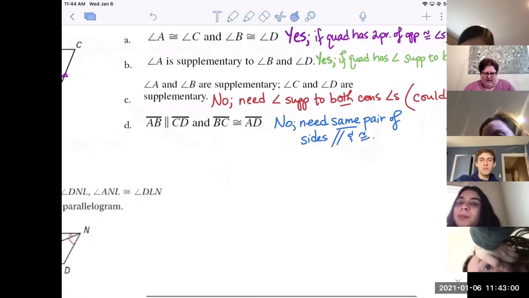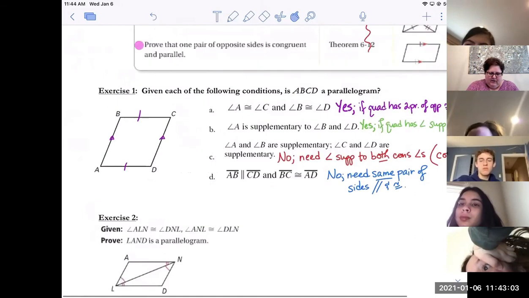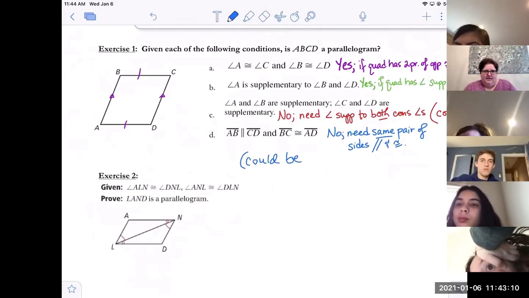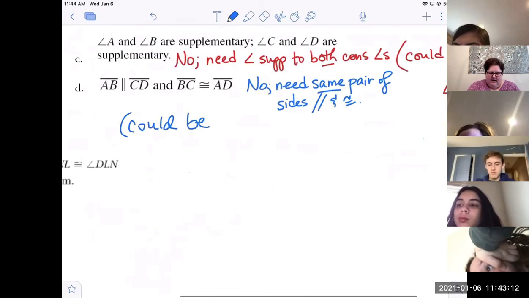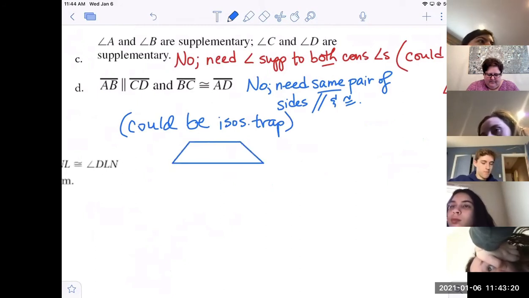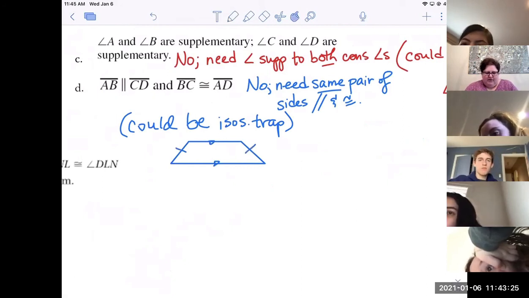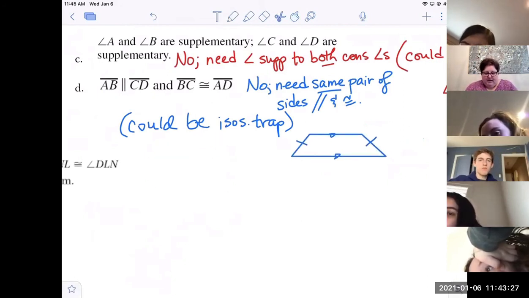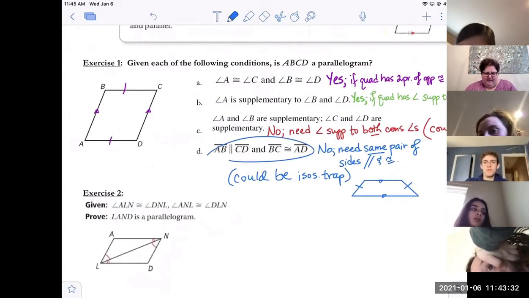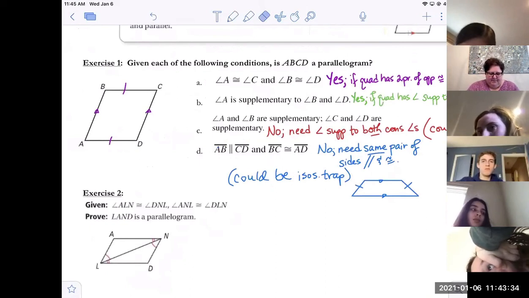Can anybody think of a counterexample if all you know is one pair is parallel and one pair is congruent? It could be an isosceles trapezoid. So in an isosceles trapezoid, you have one pair parallel and the other pair congruent. If that's all that you know, maybe there are other properties where it would be a parallelogram, but this is not sufficient. That by itself is not enough for us to say that it's a parallelogram.